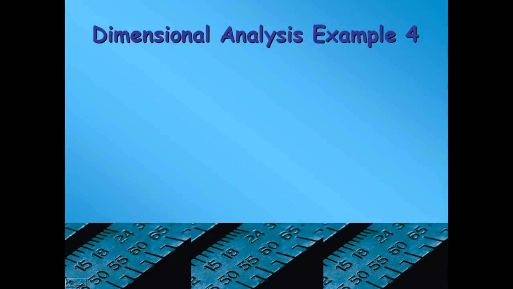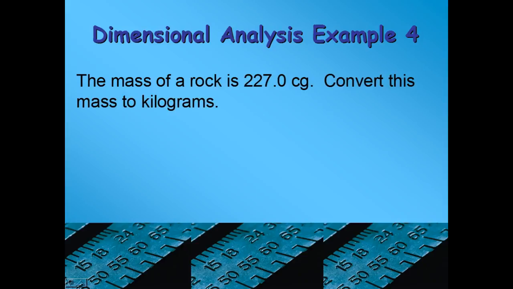Alright, these are the remaining three examples with your dimensional analysis notes. This one we're taking the mass of the rock in centigrams and converting it to kilograms. Kilo and centi are two of the three prefixes you will need to know for your quiz next Tuesday or next Monday, and that also includes milli.